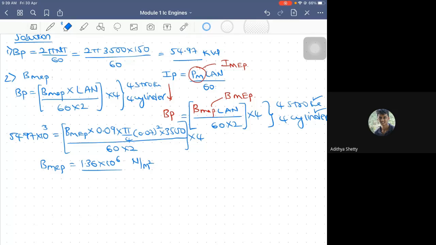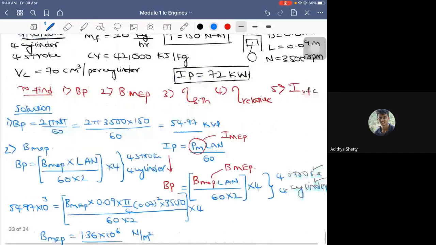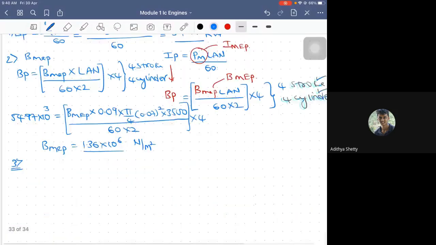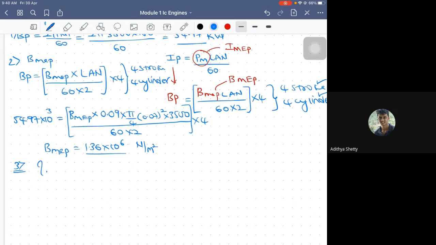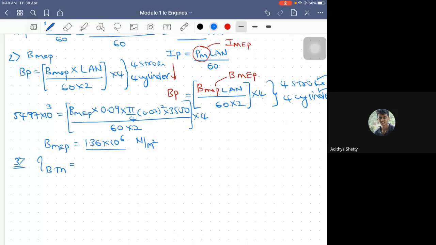So next is the third one. What is the third one which was asked? The brake thermal efficiency. Okay. So how do we calculate brake thermal efficiency? What is the formula? BP divided by MF into CV. BP value we already have.